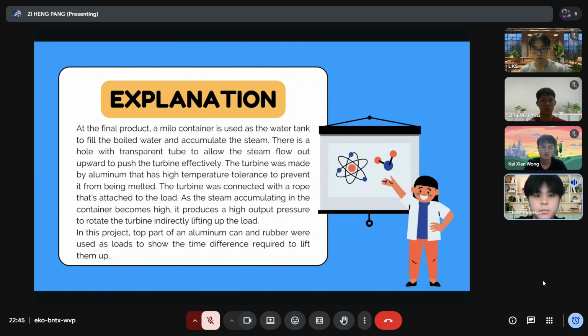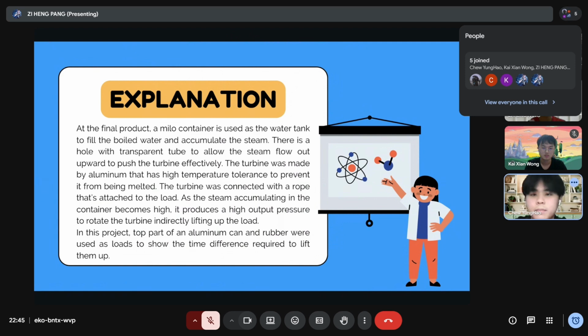As the steam accumulating in the container becomes high, it produces a high output pressure to rotate the turbine, indirectly lifting up the load. In this project, the top part of an aluminum can and an eraser were used as loads to show the time difference required to lift them up.